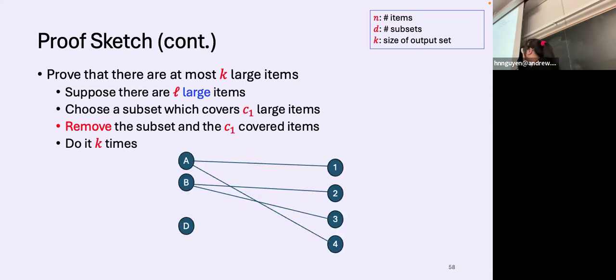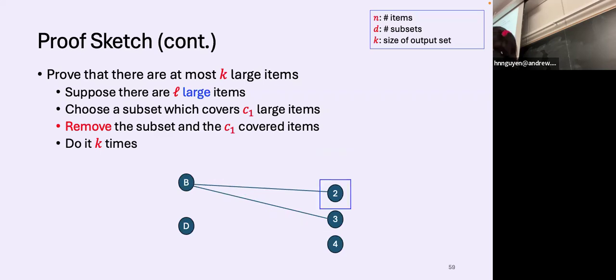Okay, so what does this look like? This looks kind of like the greedy algorithm, right? But I'm choosing in some sort of way. So let's say I choose one. Now, what do I cover? Well, I've covered one large item. Let's say all these items on the left are large. Now I pick another one. Okay, I've covered another large item.